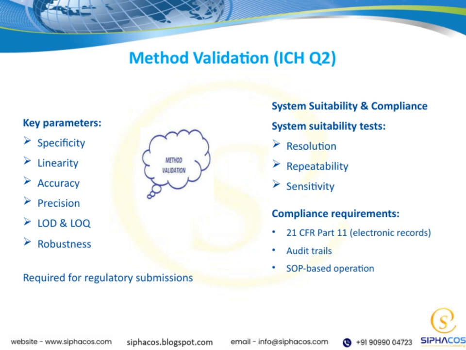Method validation, guided by ICH Q2, is another cornerstone, covering key parameters such as specificity, linearity, accuracy, precision, and the limits of detection and quantification, LOD and LOQ. These parameters demonstrate that our method is fit for purpose and capable of producing valid, reproducible results. Finally, robustness is about ensuring that our method remains reliable under varied conditions.